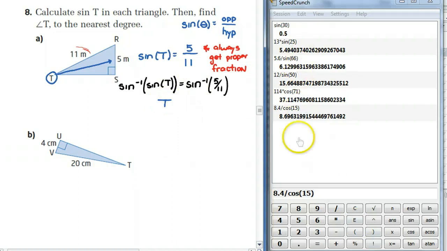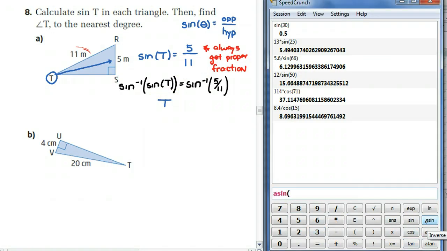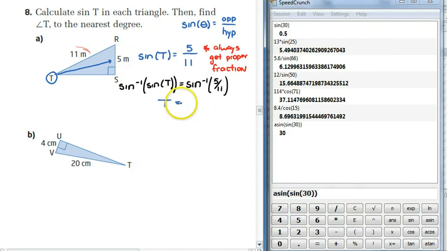We can demonstrate this quite nicely on my calculator. Watch when I do this. I'm going to take sine inverse on my calculator, of sine of 30. When I hit equals, I'm left with 30 because sine inverse and sine are inverse operations, so they cancel each other out. So t is equal to sine inverse of 5 over 11.